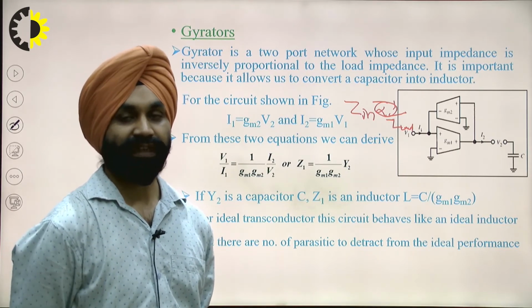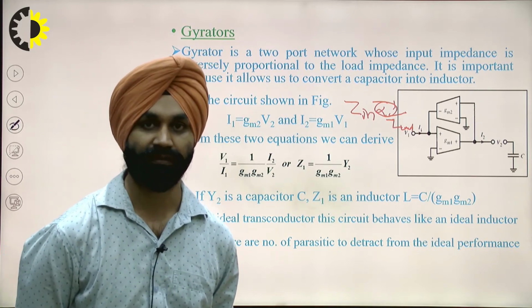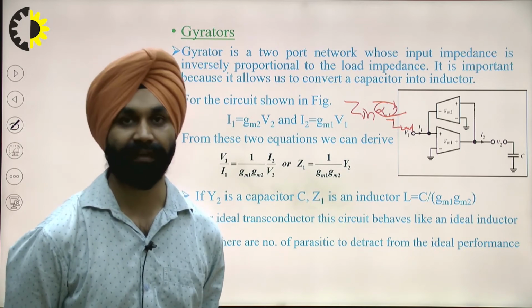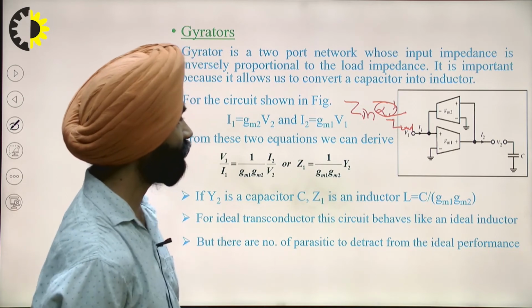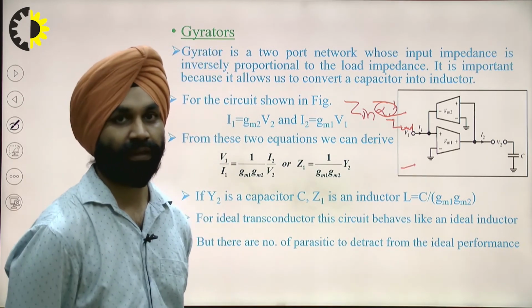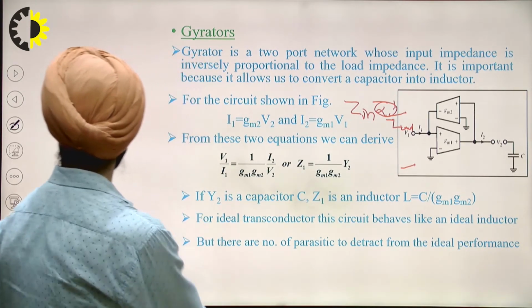So we have seen that whenever a gyrator, that is the GIC, is loaded with a capacitor, it acts as an inductor. So let's take this circuit to make it a gyrator. Let's suppose we have two circuits.